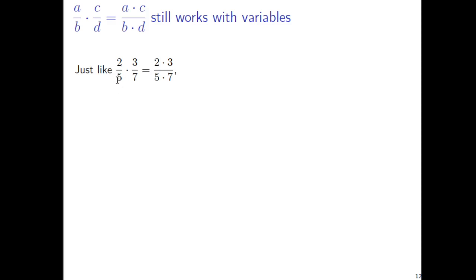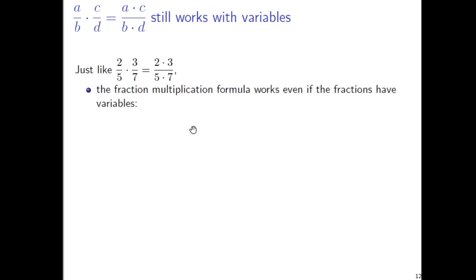So just like 2/5 times 3/7, you multiply straight across: 2 times 3 over 5 times 7. And yeah, that simplifies to 6 over 35. That's not the big point here right now. This formula works even if the fractions have variables.